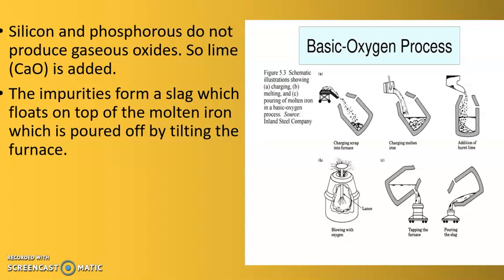Carbon dioxide and sulfur dioxide escape into the atmosphere. Phosphorus oxide and silicon oxide react with calcium oxide to form slag. The furnace is tilted and the slag is poured out. So this is how the molten iron is converted to steel.